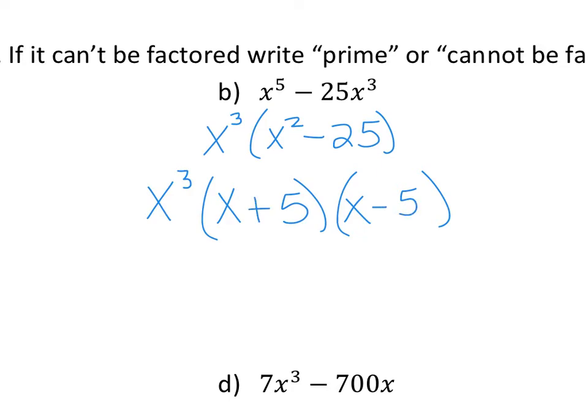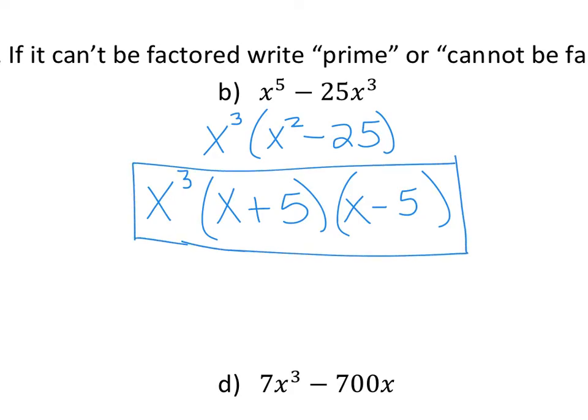Look at each of these terms. I have a binomial, but it's not a difference, and neither are perfect squares. Here, I do have a difference, but they are not perfect squares. Therefore, I have factored completely. Let's jump down to letter F.